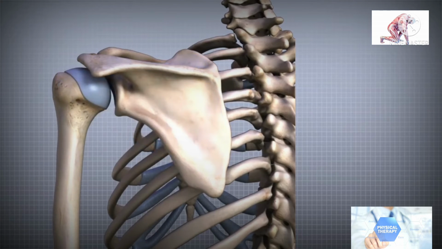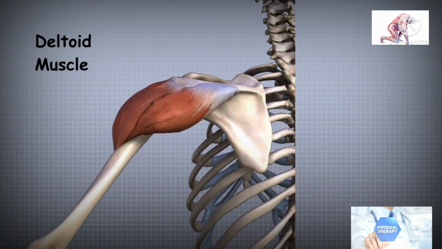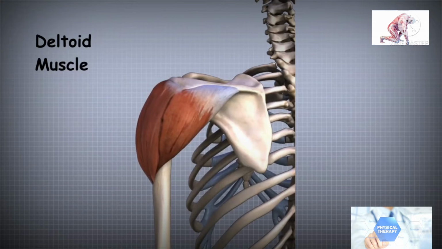The large deltoid muscle forms the outer layer of shoulder muscle. The deltoid is the largest, strongest muscle of the shoulder. The deltoid muscle provides the power to lift the arm once the arm is away from the side.